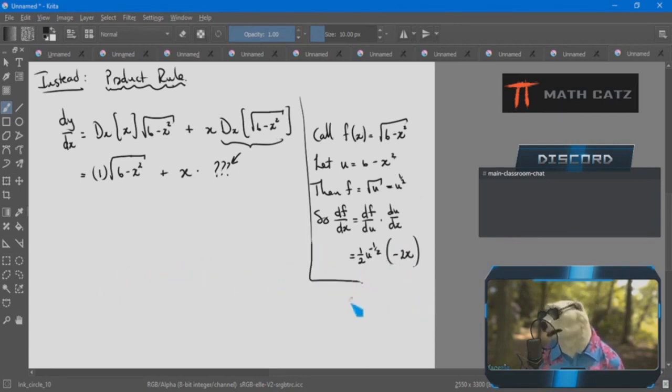Okay, so I've done this. I can now go back here and say, I know I'm not perfectly done. I'm going to be finished in my line here. I know I need to replace the u, but I'm going to do it right now. It's going to be 1/2 u is 6 minus x squared to the negative 1/2 times negative 2x.